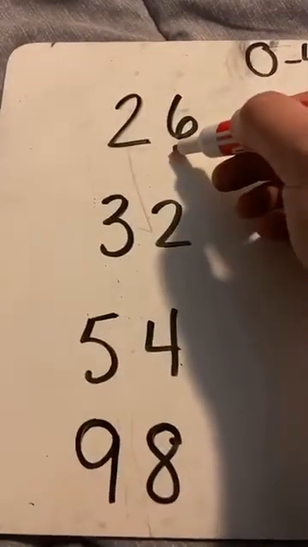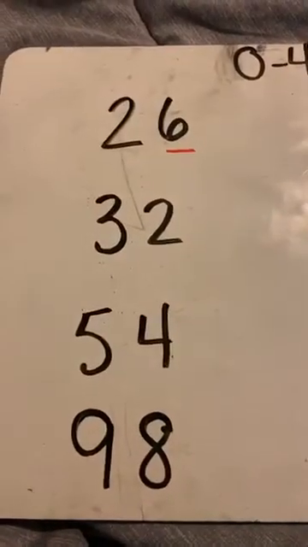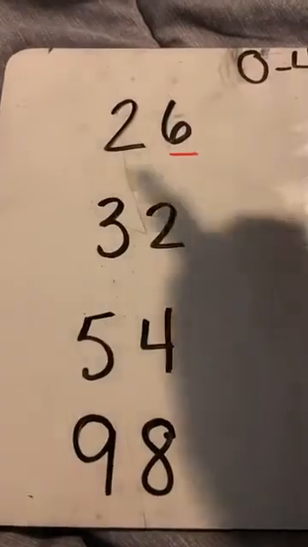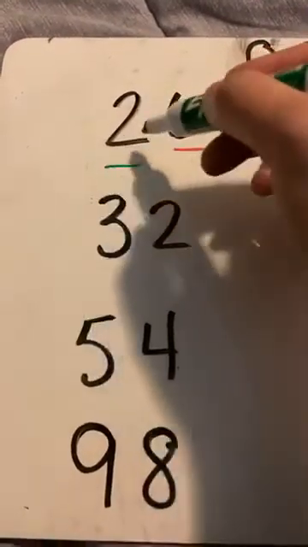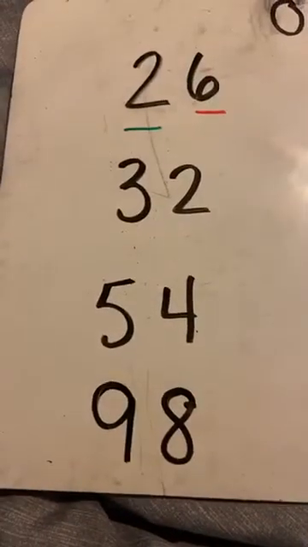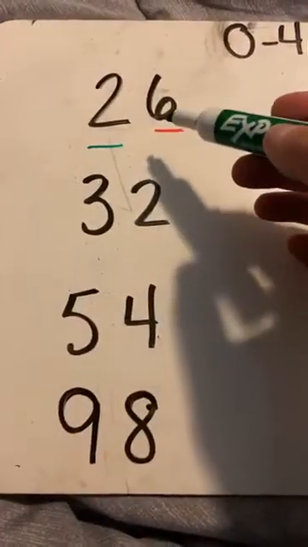But first, we need to check this out. How many ones do I have in this number? You're right, I have 6. And how many 10s do I have in this number? You're right, I have 2 10s, and 2 10s gets me to the number 20. So I have 2 of my long ones and 6 of my little ones.